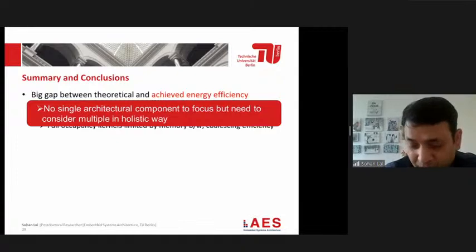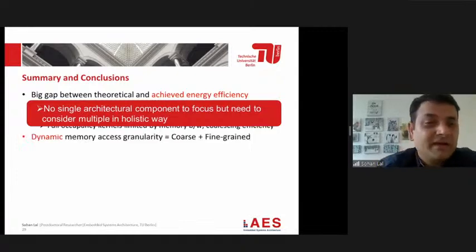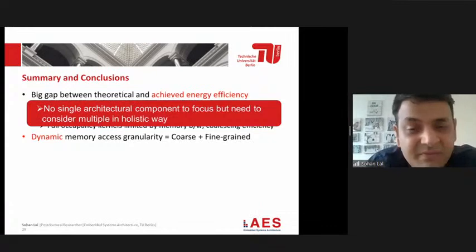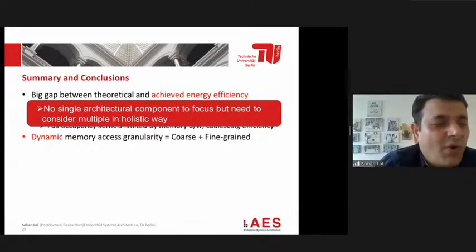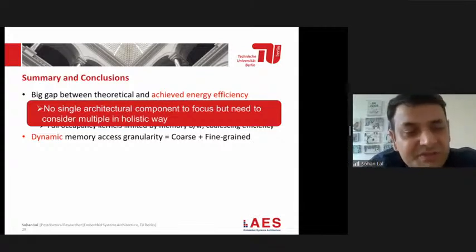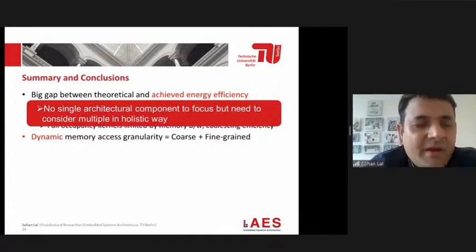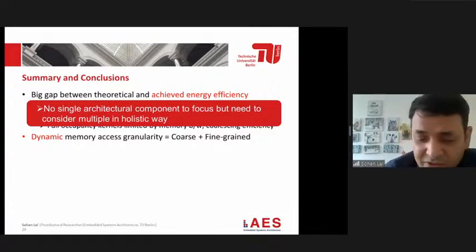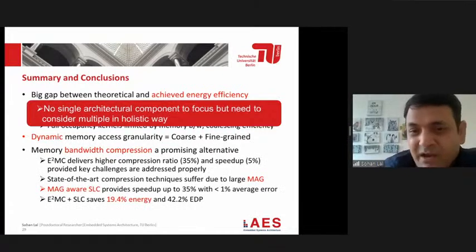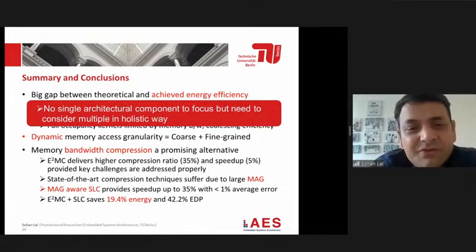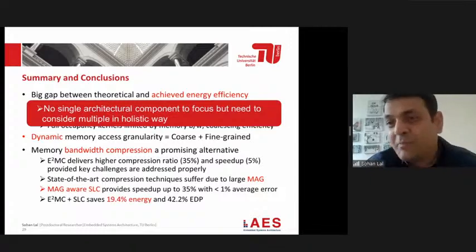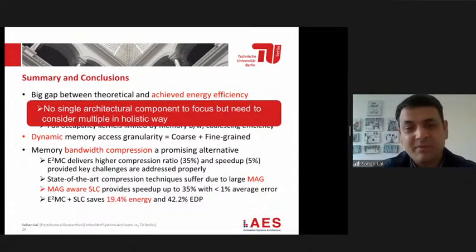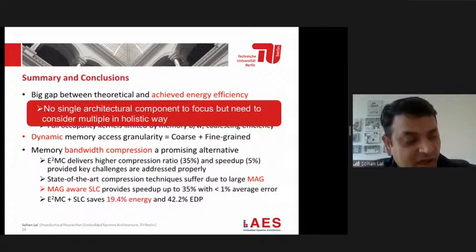Once we found the bottlenecks, we show that a dynamic memory access granularity, which has a combination of coarse grain and fine grain accesses, is quite useful for effectively using the available memory bandwidth in the GPU, and it can result in higher performance. Then we proposed a couple of memory bandwidth compression techniques for the GPU, and we show that compression is a promising alternative to increase the memory bandwidth. When I say alternative, you can also use wider channels, but they are more expensive.